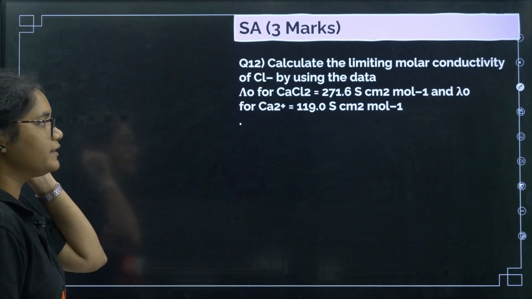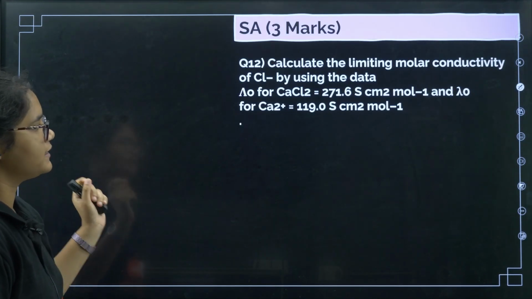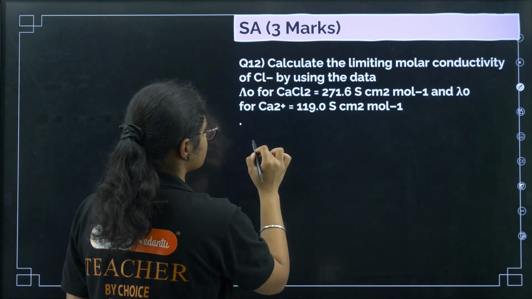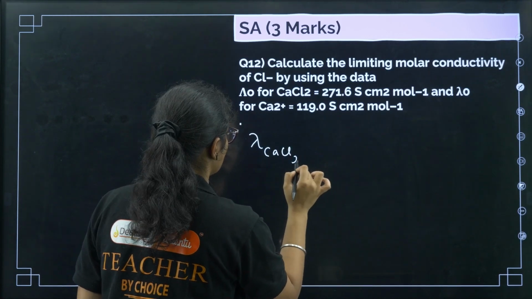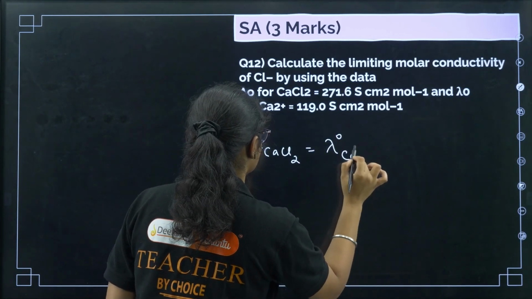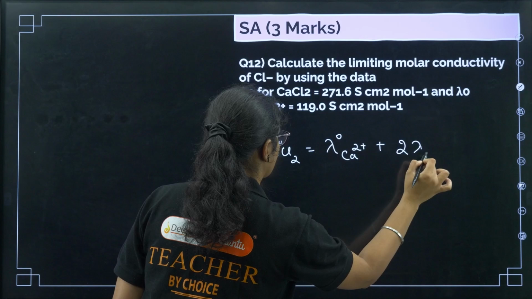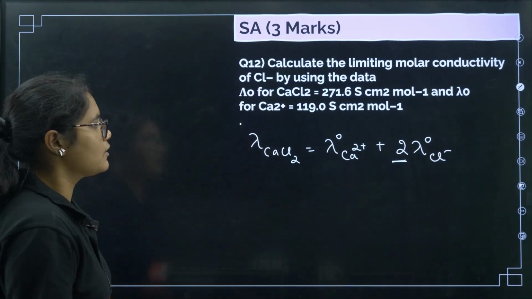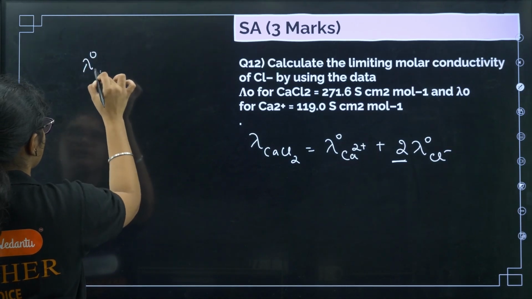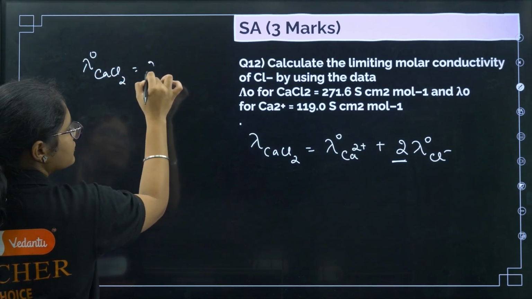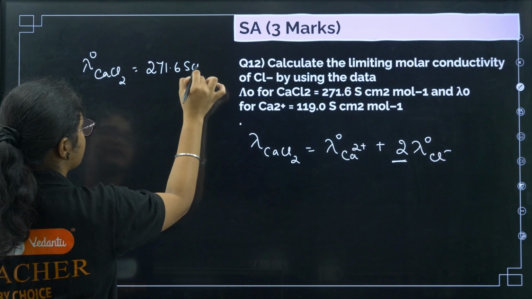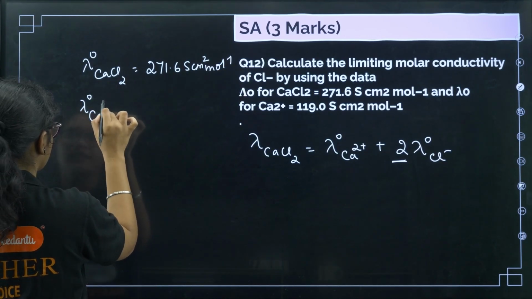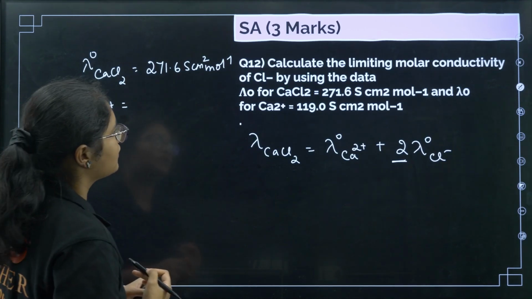Okay, now calculate the limiting molar conductivity of Cl- using the data. Here again it is a Kohlrausch law question, so we have lambda of CaCl2 equal to lambda naught of Ca2+ plus 2 times lambda naught of Cl-. This is where many of you make a mistake: you do not take this 2. Now what are the given values? First let us write down lambda of CaCl2: 271.6 S cm2 mol-1. Then lambda of Ca2+ is how much?